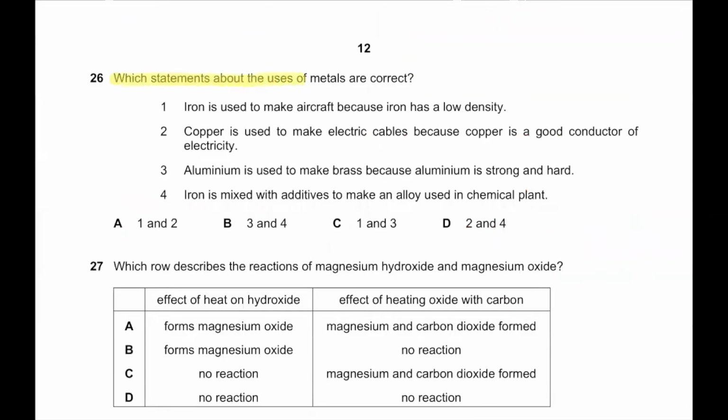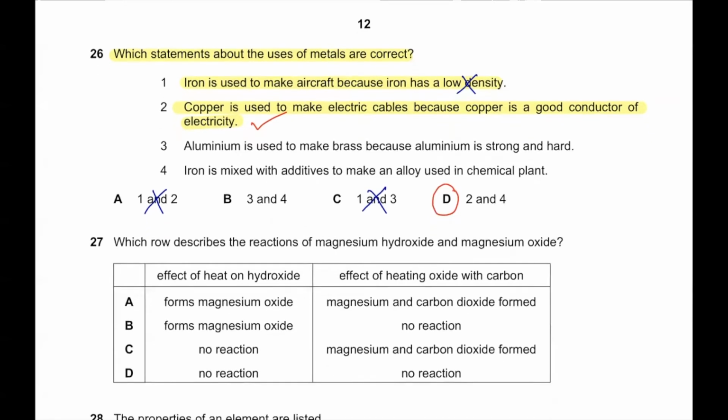Guys, question number 26. Which statements about the uses of metals are correct? Iron is used to make spacecraft and aircraft because iron has low density. We know that iron has high density, so when that is cancelled, A and C both will be wrong. Next, copper is used to make electric cables because copper is a good conductor of electricity. Yes, point number 2 is correct. So since point 2 is correct, definitely D will be the correct answer for question number 26.